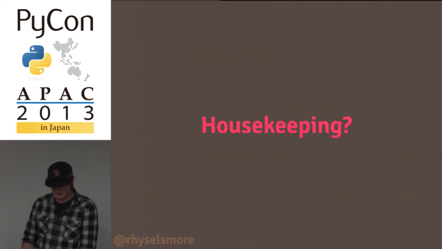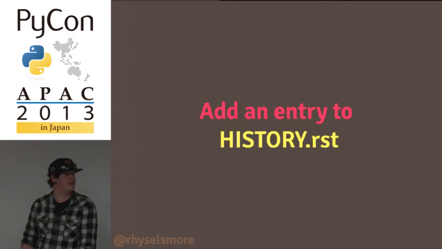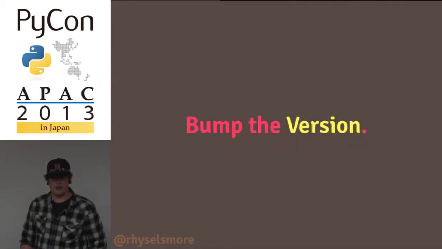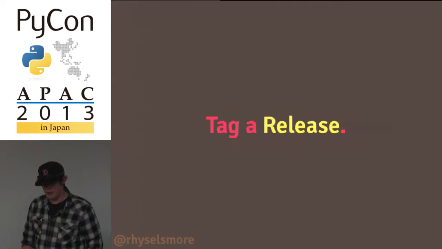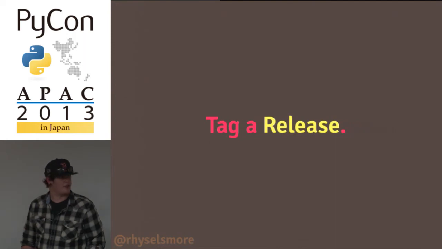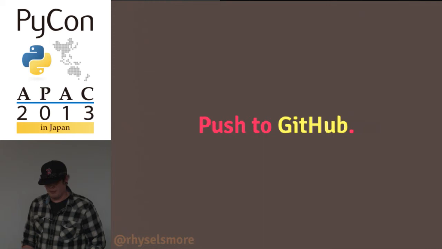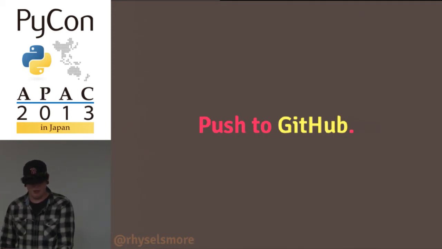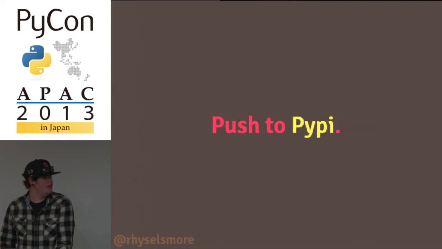So what's housekeeping? After I'm happy with the features, I'll add an entry to history.rst, explaining the features that have been added, any changes that have been made, and a date. I'll bump the version, and I'll elaborate on the versioning that I use later on. I'll tag that release, so tag it using Git. I'll push to GitHub. Working on a branch, it's easy enough to pull it across, squash it down, make multiple commits, and merge into master.